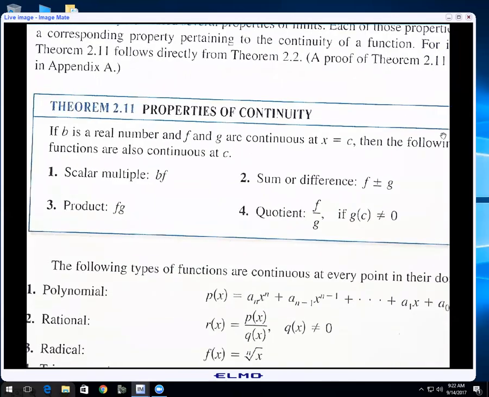All right, a few other things I need to point at, and then we can do some examples. Top of page 95.